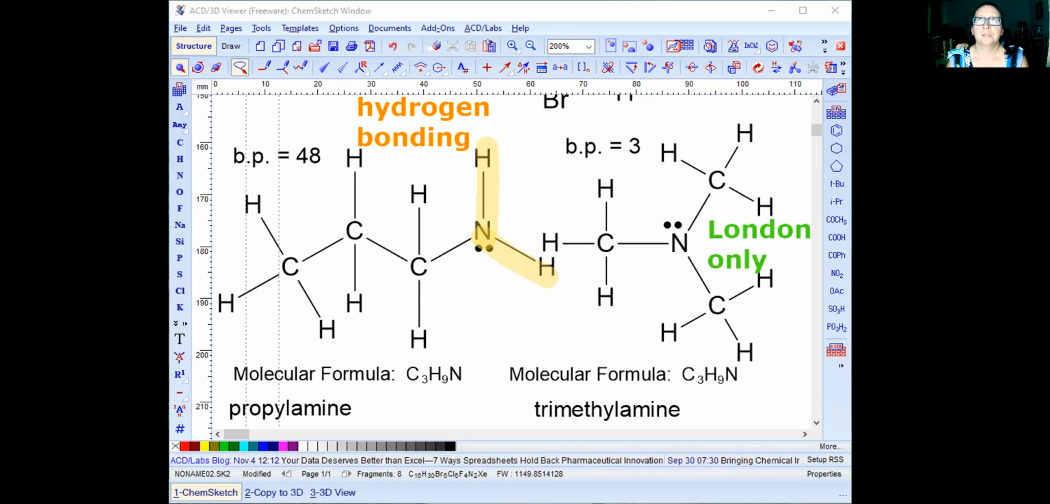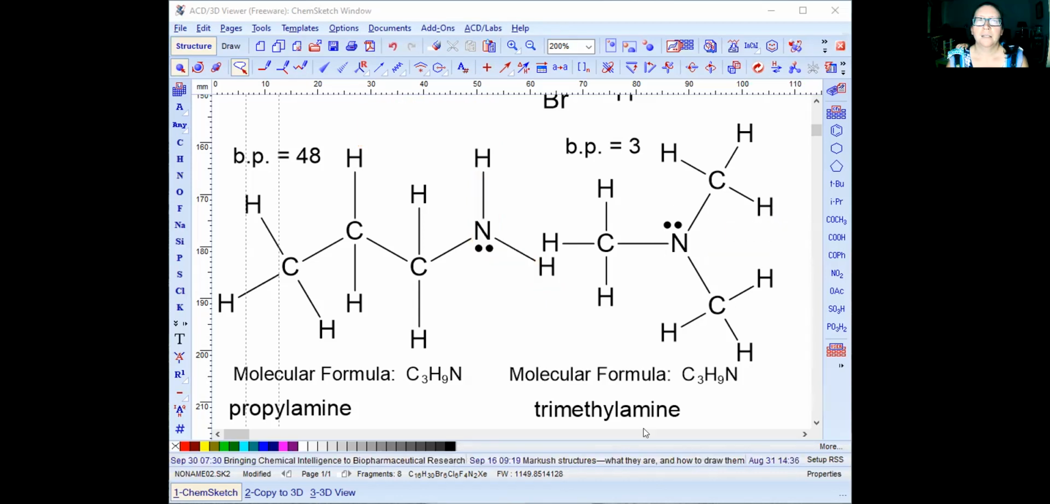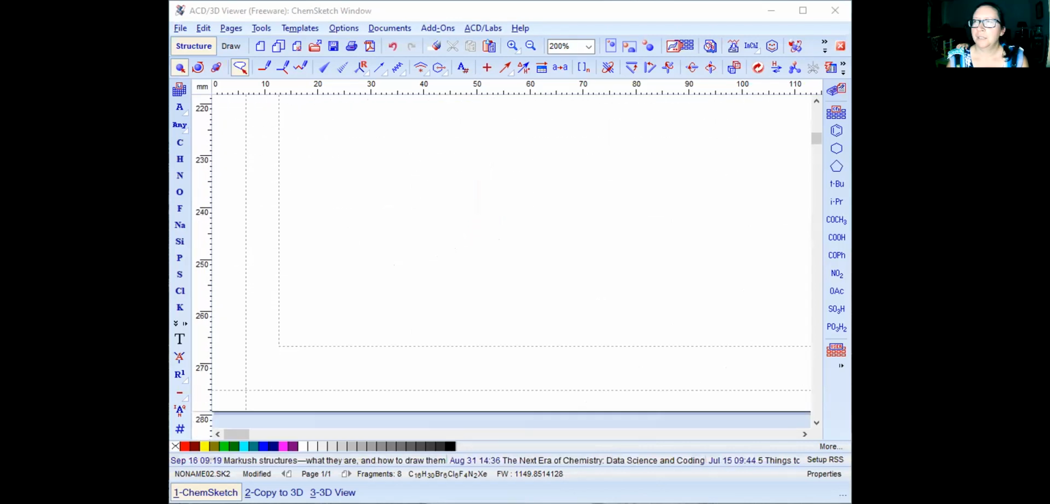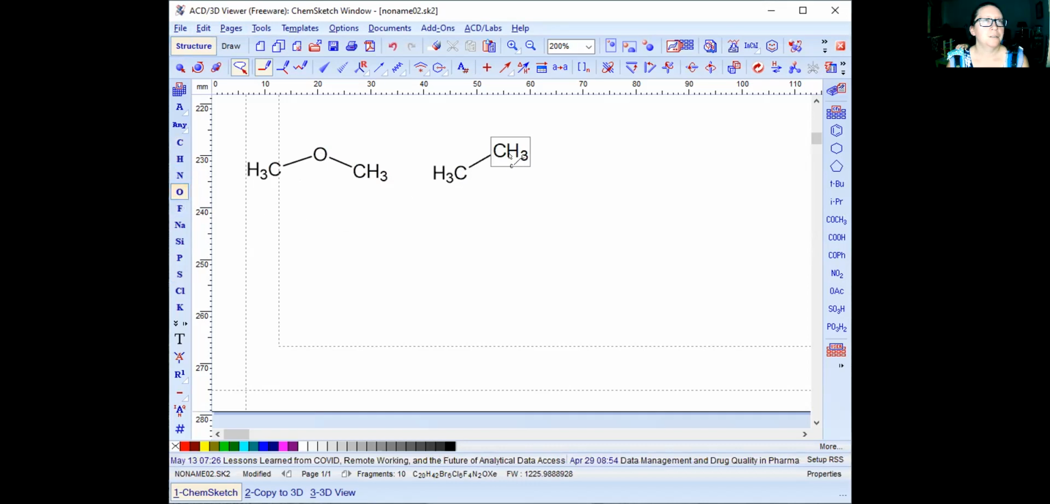Okay, and that brings us to our last question here of the lab. And that question is, let's talk about dimethyl ether and ethyl alcohol. So let's build out the structures for those molecules. Dimethyl ether is going to look like this, and ethyl alcohol is going to look like this.